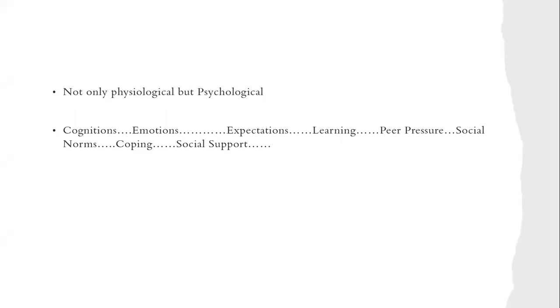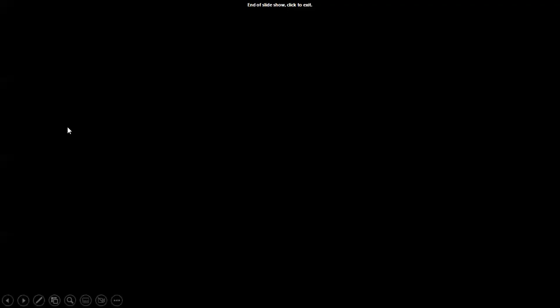The cognitions, the emotions, our expectations. We can look at our cultural backgrounds. We can look at our family backgrounds. We can look at the environments in which we are living. What are we learning? What are we not learning? The peer pressure, social norms, coping. What does coping mean? How are we coping? There are healthy ways of coping, and there are unhealthy ways. The social support or lack of. So this is exactly where that variability piece comes in.